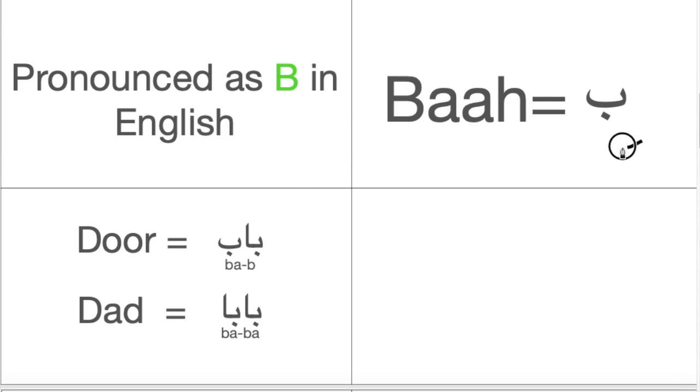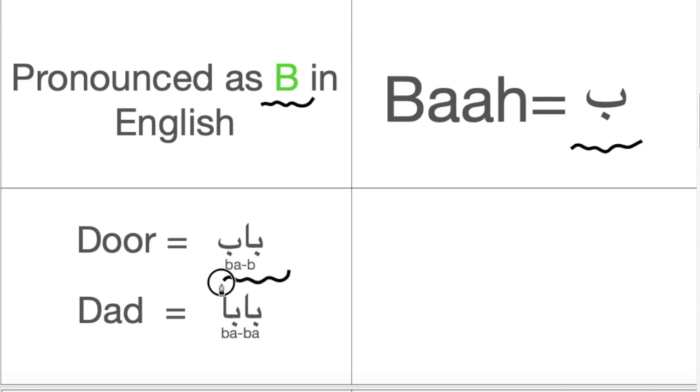B. Pronounced as B in English. By the way, there is no P in Arabic.